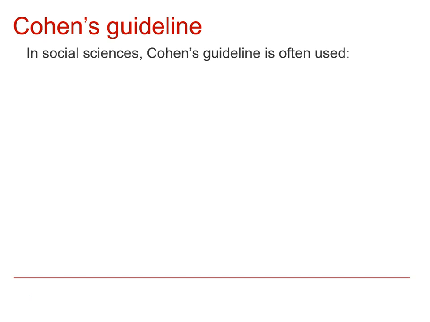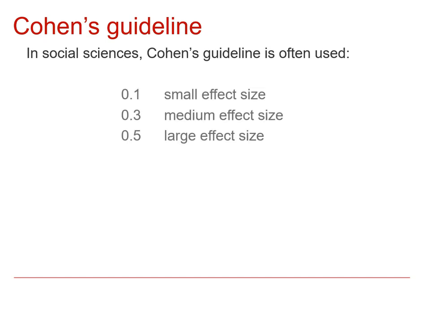One example of this is Cohen's guidance. In social science, Cohen's guideline is very often used, where 0.1 is a small effect size, 0.3 is a medium effect size, 0.5 is a large effect size. For negative correlation, obviously these values are negated. You're not required to know these, although you may be asked to apply them, or similar.